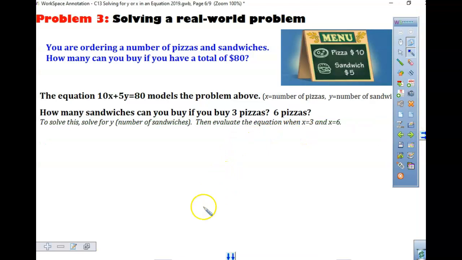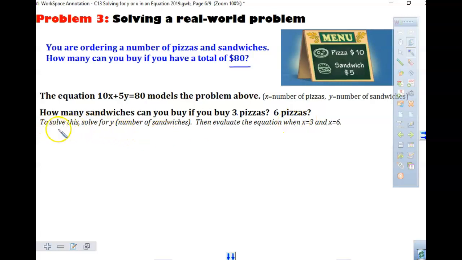So the last one that we are taking a look at is on page 33 of your notes. It says, if you are ordering pizzas and sandwiches, how many can you buy for a total of $80? So we're trying to figure out how many sandwiches and how many pizzas. The equation that they give us is 10x, because a pizza costs $10, plus 5y for 5 sandwiches. And here is our problem. x is pizza, y is sandwiches. How many sandwiches can you buy if you have 3 pizzas and if you have 6?